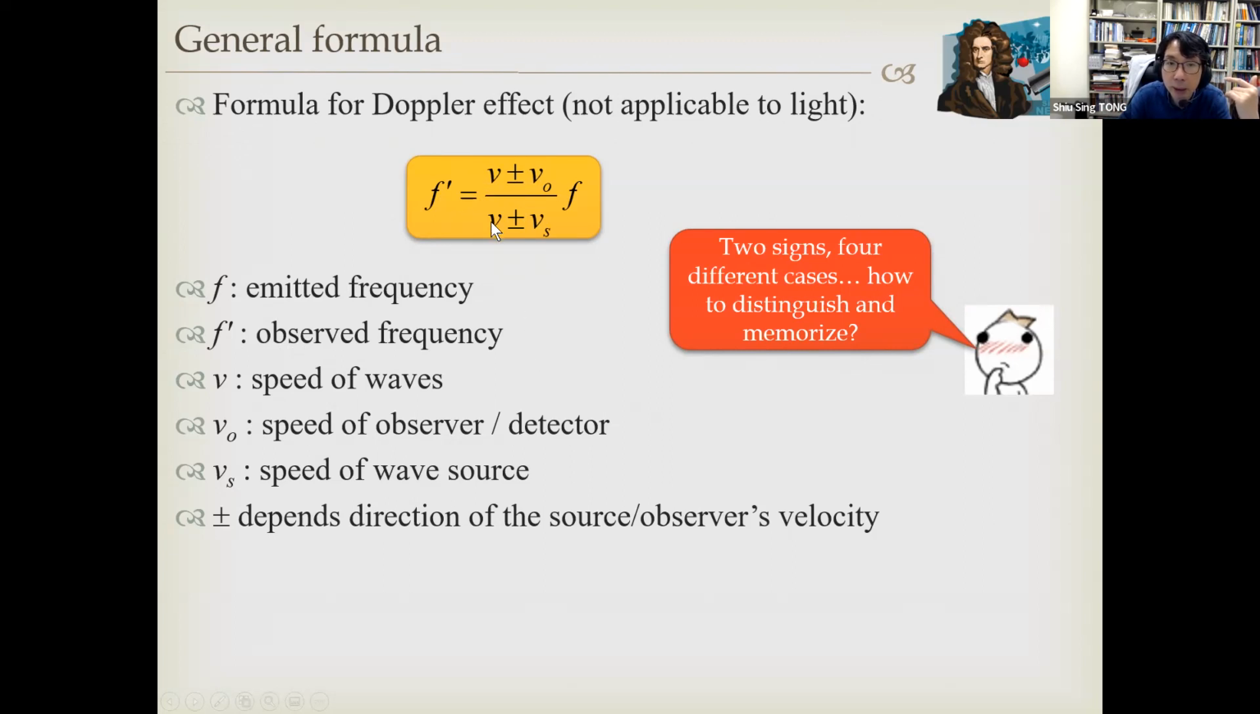Now here the V is the speed of waves in the still medium. And what is V naught? V0 is the velocity of the observer or the detector. And in the denominator, the Vs is the speed of the wave source. So V0 corresponds to the motion of the observer, while Vs corresponds to the speed of the source. Now, whether we choose a plus sign or the minus sign depends on the direction of the source and the observer's velocity. Okay, but how do we choose it?